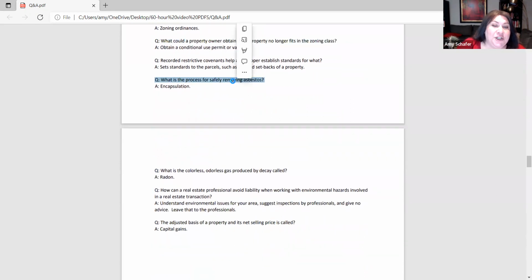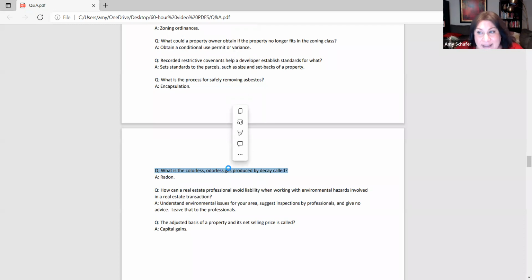This goes into a little bit of property condition. You'll have 5 test questions around property condition. The way we remove asbestos safely is called encapsulation. An odorless, colorless gas that emits through our soils is called radon.